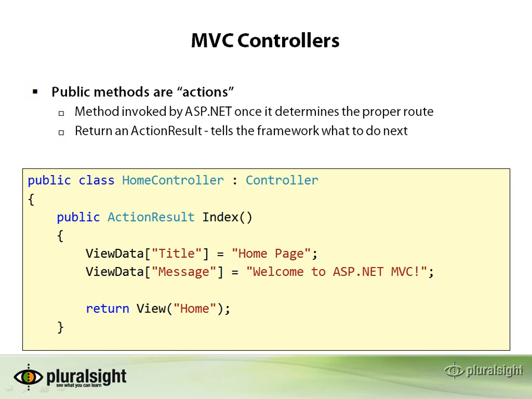The MVC runtime will automatically invoke these actions once it gets the information from the routing engine about what controller and what action should be invoked. And actions typically return an action result. An action result essentially tells the framework what to do next. In this case, we're telling the MVC framework, render a view for me. Render a view with the name of home. But you can also use action results to return JSON data, to return XML data, to return HTTP status codes and error messages. You can write your own custom action results to return whatever format you need from a controller.